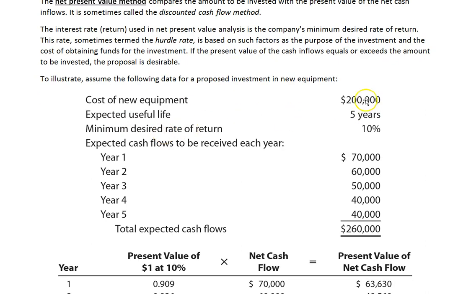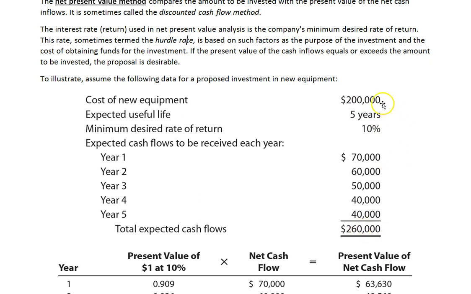Alright, so an example here, we have a cost of new equipment of $200,000, expected useful life of 5 years, the minimum desired rate of return is 10%, and then we have expected cash flows here. These cash flows, as you see, are uneven, so therefore we can't define this as an annuity. We're going to have to use the table, the present value of $1 table, to discount each one of these cash flows. But it's going to produce a total of $260,000. So it costs $200,000 in cash. It produces $260,000 in cash. So isn't it earning us $60,000 over time in cash?